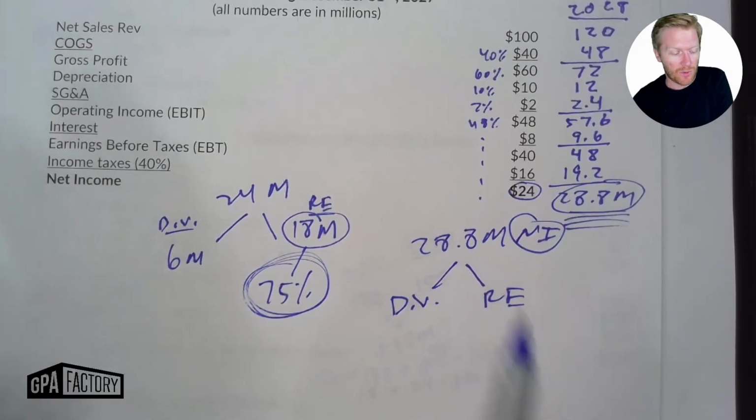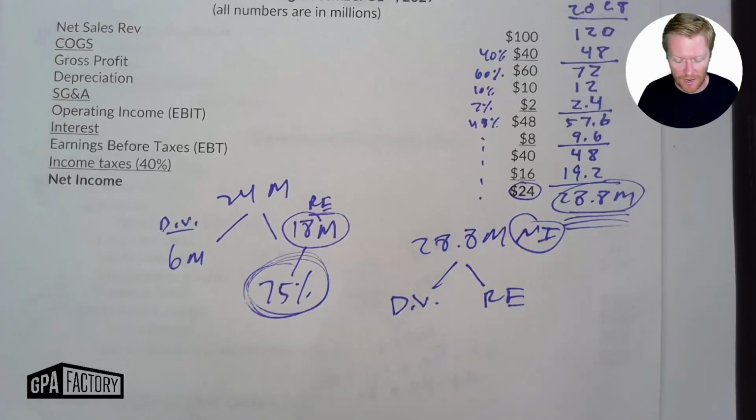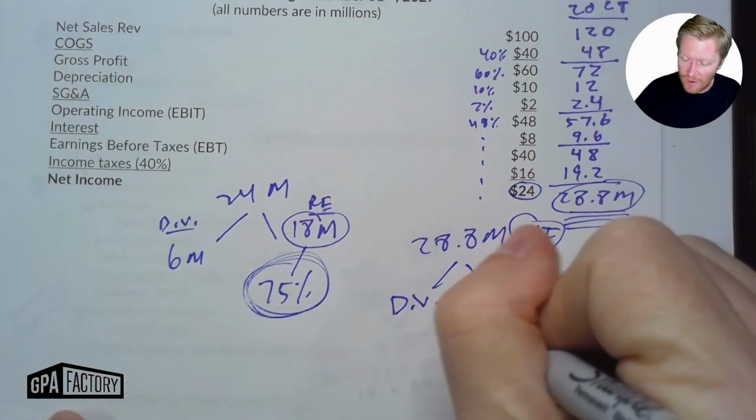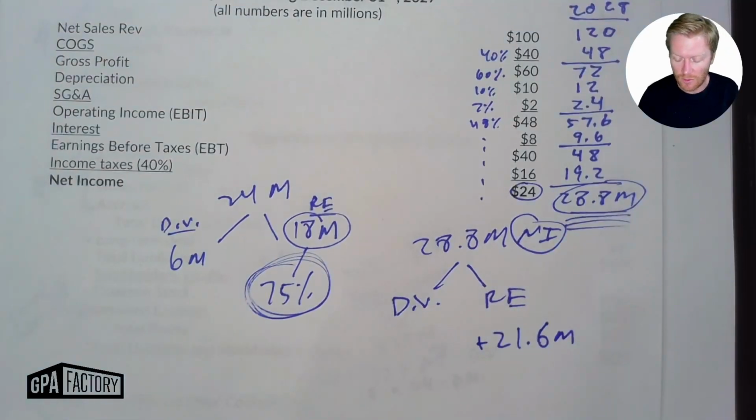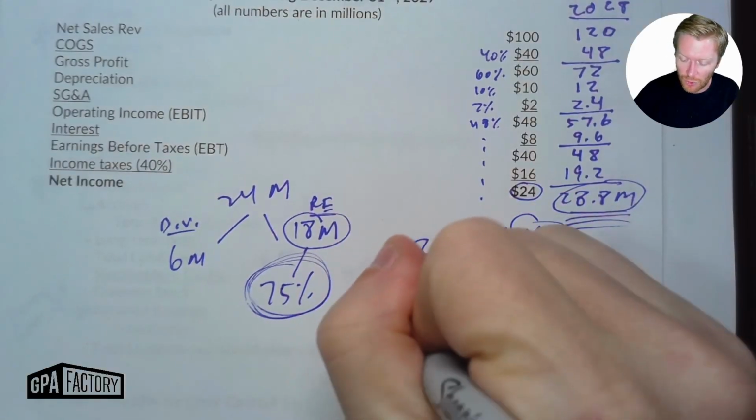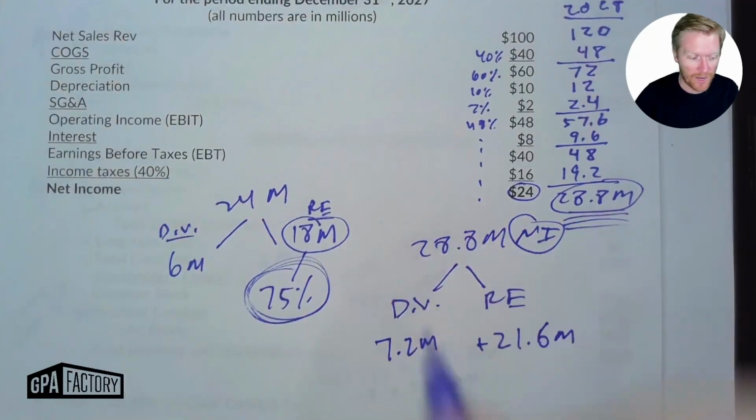Okay, so we have that retention ratio of 75% that we are going to end up using with this 28.8 million. So let's just go ahead and knock that out. The 28.8 million times 0.75, and we get 21.6 million added to retained earnings, whereas 28.8 times 0.25, 7.2 million, gets paid out as dividends.